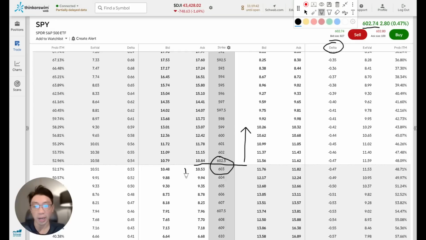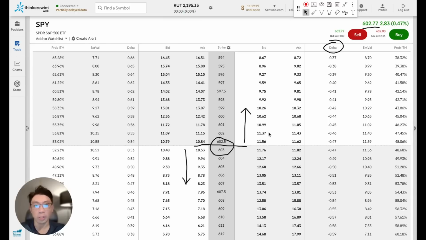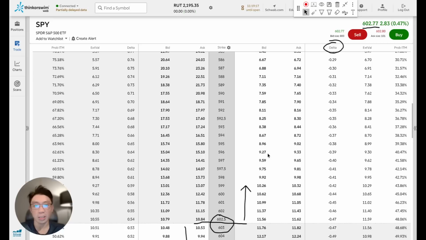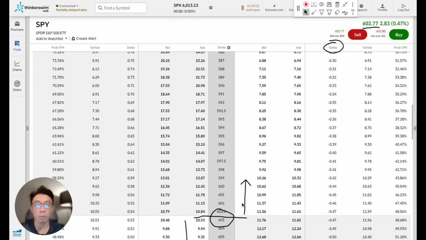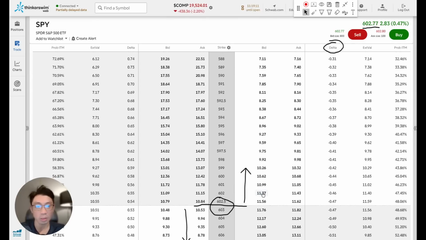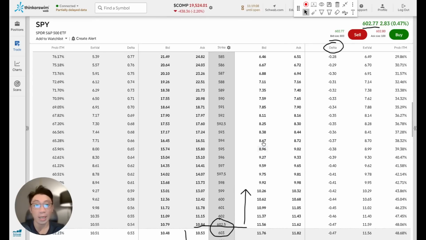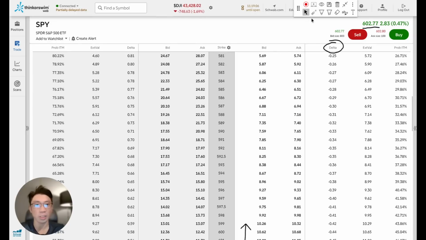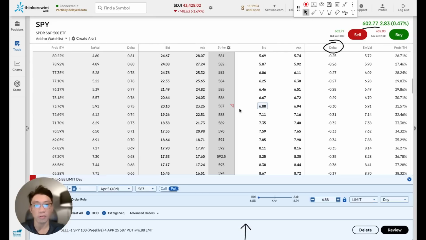And on the call side, anything that is above the current price is considered out of the money. So generally for the put credit spread side, we want something that is slightly out of the money, because when we have it out of the money, at least we have some room for margin of error. That means to say if the market goes down, we can at least still be profitable. So let's just say, for example, let me choose somewhere around 587.